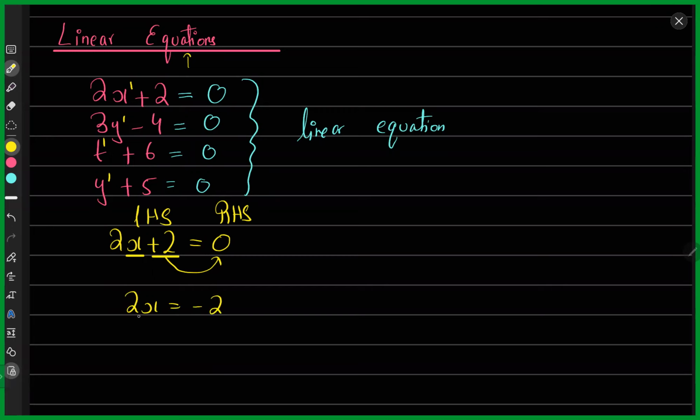Now this 2 is being multiplied with x, so I am going to divide by this 2 on the other side, and this is going to give me minus 2 divided by 2. So this is going to be minus 1. This means that x is equal to minus 1. And solving any equation implies that you need to find out the value of that very variable.